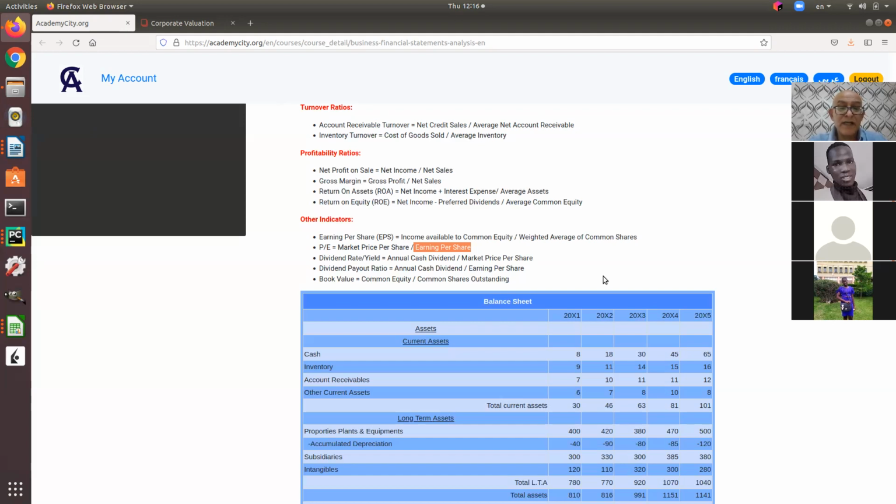Again, market price 20 and the earning per share is 1. 20 divided by 1, it's 20. Another company has exactly the same price, $20 per share, but their profit per share, or their earning per share, is $2. Which company is better? Should I invest in the one that has 20, or the one that has 20 divided by 2, which is 10? Is the second company better or the first company better?